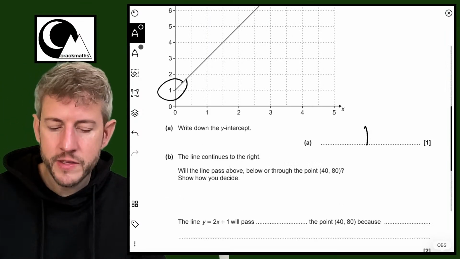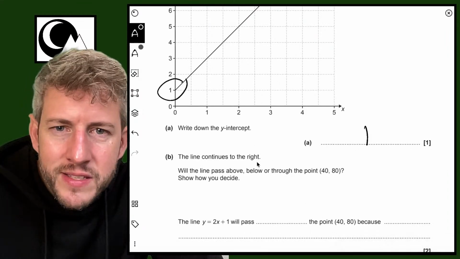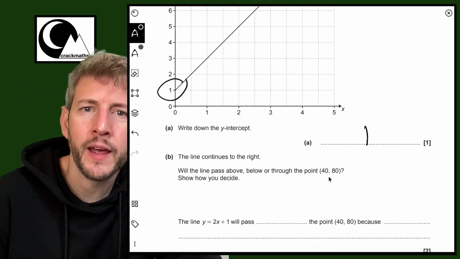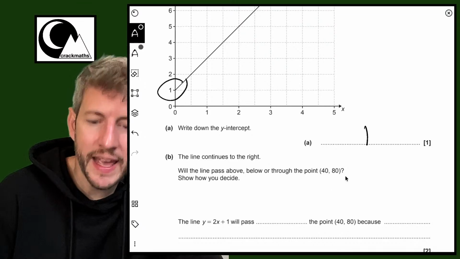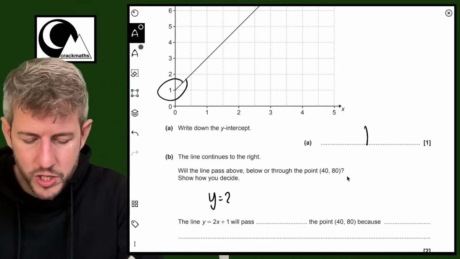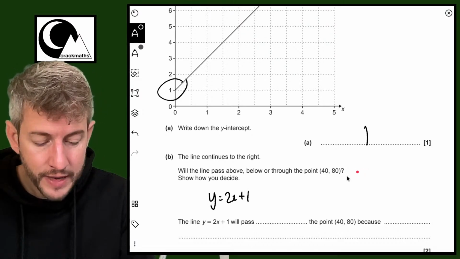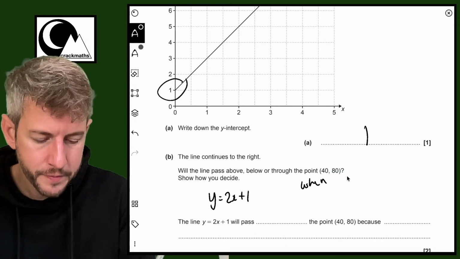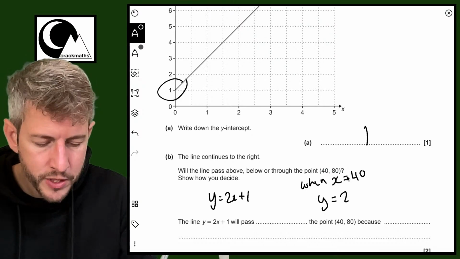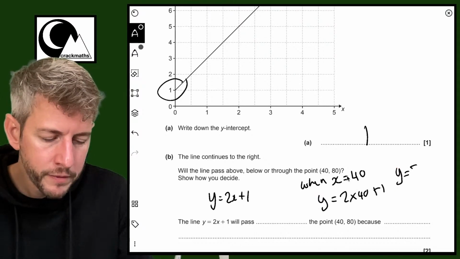The line continues to the right. Will the line pass above, below, or through the point 40, 80? Okay, so the line is y equals 2x plus 1. So when x equals 40, y will equal 2 times 40 plus 1. So y will equal 81.